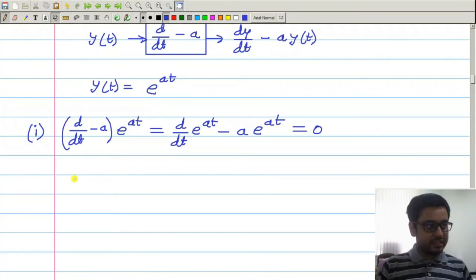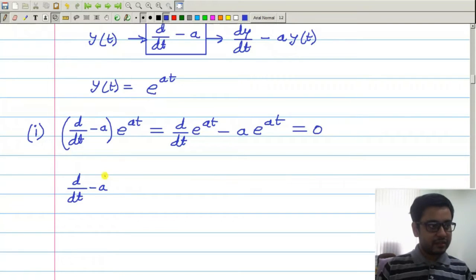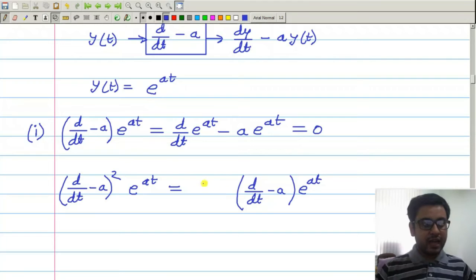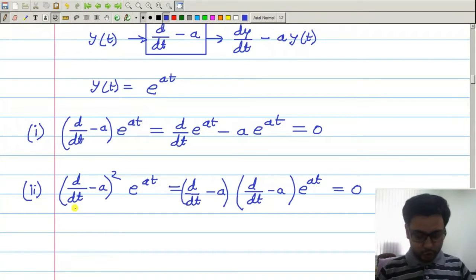The next important thing is, consider d/dt minus a acting twice on a signal. And let me take this signal y as e to the power at as before. So this means we shall first operate e to the power at with d/dt minus a, and then we shall apply this operation once again, and if you do this you shall definitely get 0. So this is the second important thing to notice.